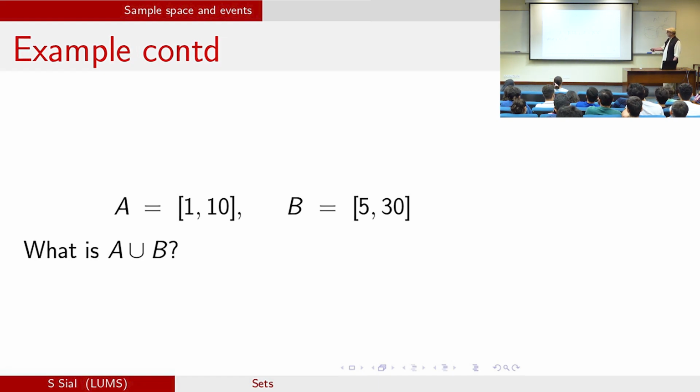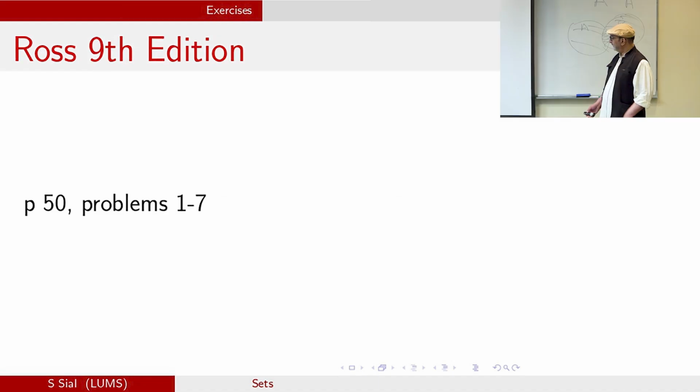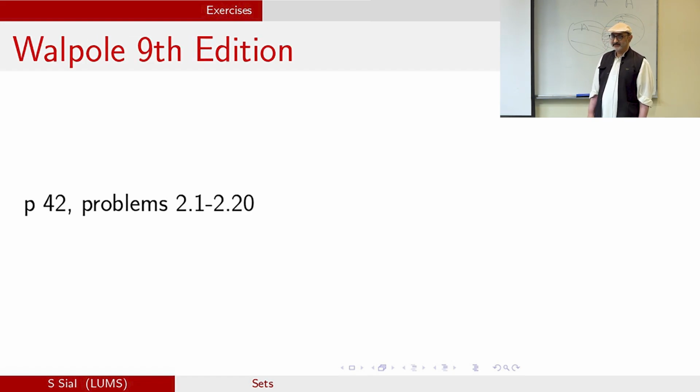Okay, 1 through 10, 5 through 30. This is one event. This is another event. What's the union of the two events? 1 through 30. Very good. There's a list of exercises depending upon which textbook you want to look at. The required textbook is Walpole, but you also might want to look at Ross. He also has some nice exercises. So you might want to do these from Ross or these exercises from Walpole. Okay? All right, so are there any questions?